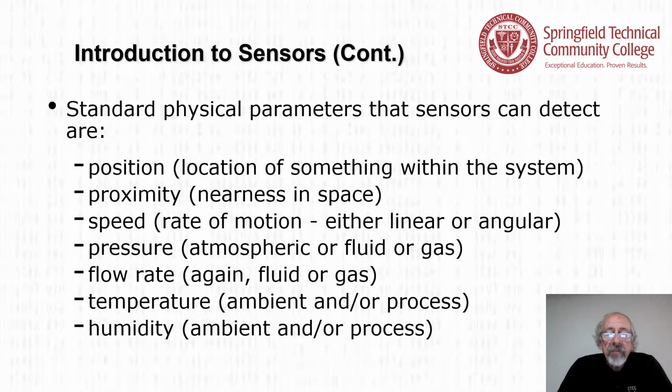Pressure, that could be atmospheric or fluid or gas, could be barometric pressure. Flow rate, again, fluid or gas, could be gallons per second or cubic feet per minute. Temperature could be ambient and or process temperature, and humidity, ambient and or process humidity. And again, these are very typical of what we use for systems.